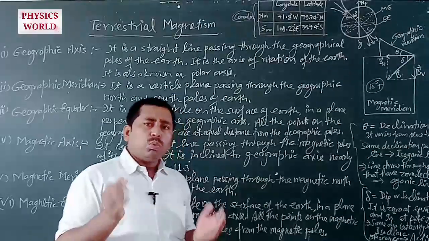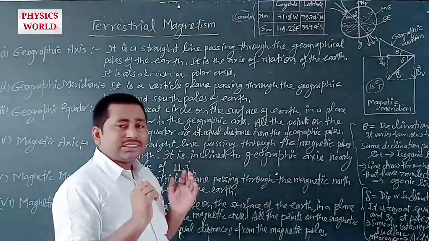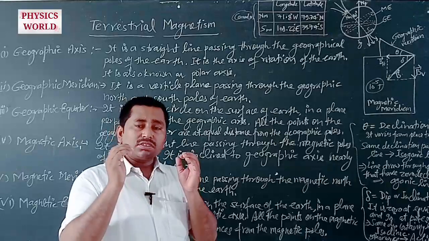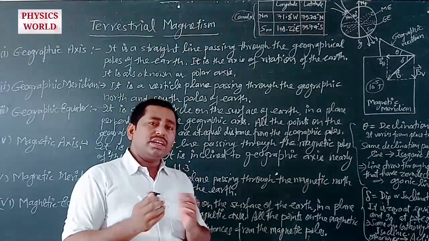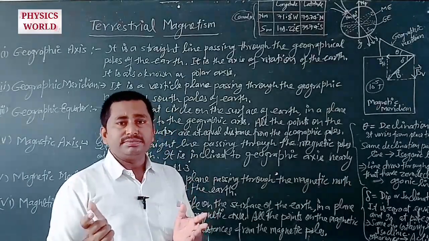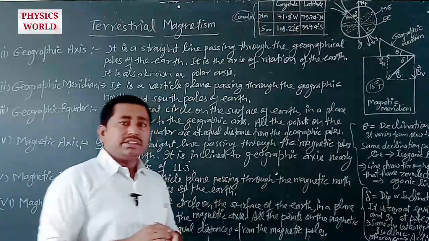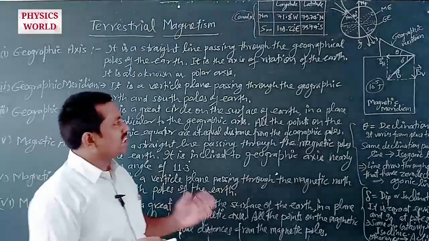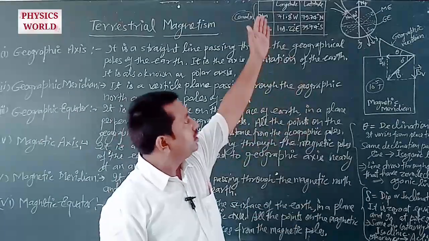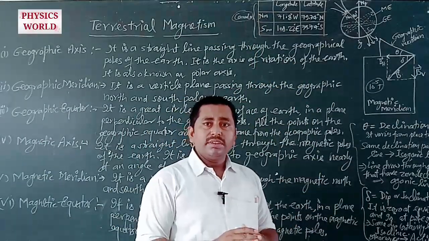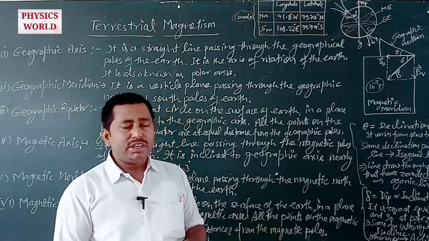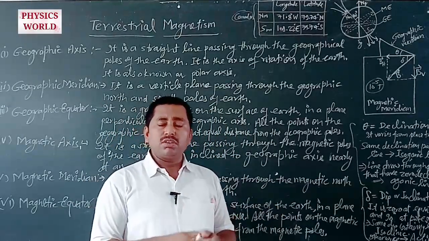So what causes the Earth to possess a magnetic field? In ancient times it was thought that there is a giant magnet placed along the axis of the Earth. So Earth possesses a magnetic field, but this fact was totally wrong.